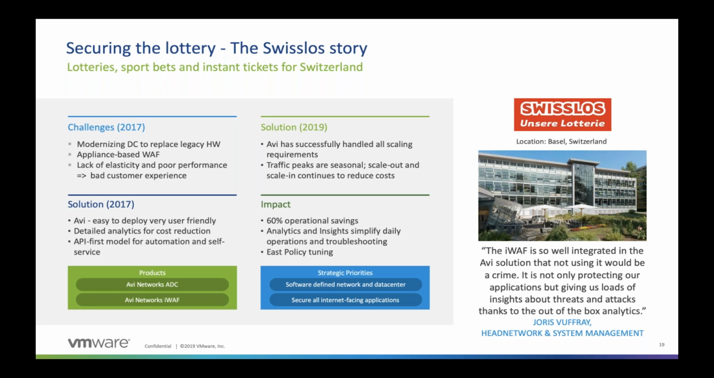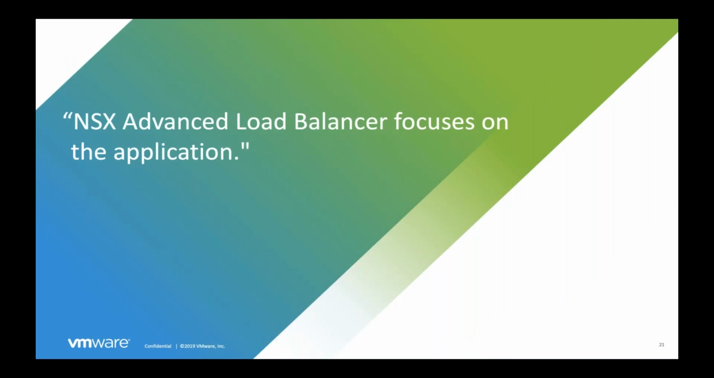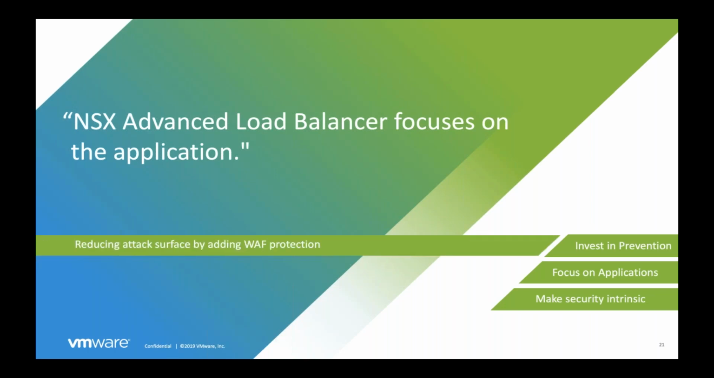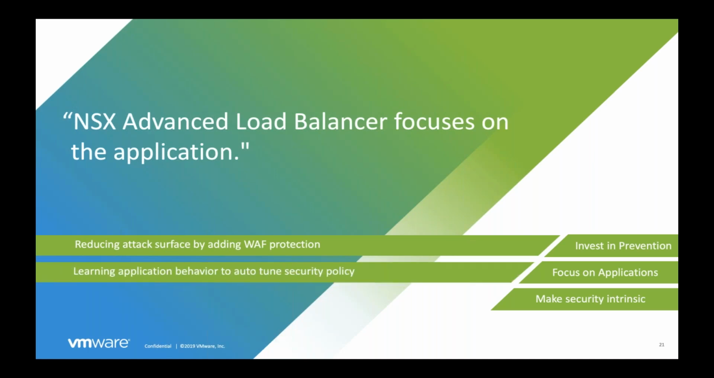All right, so I want to finish with one more slide, and that is when we look at the initial statement, why application security has failed the customers. We talked about 3 different things. Invest in prevention, focus on applications, and make security intrinsic. When you deploy an application firewall, you're reducing the attack surface of your application, so you're preventing attacks from actually happening.